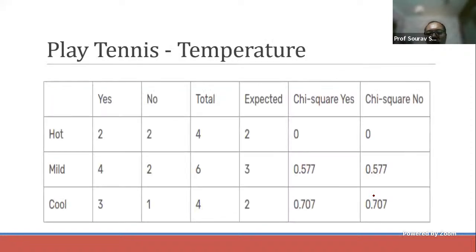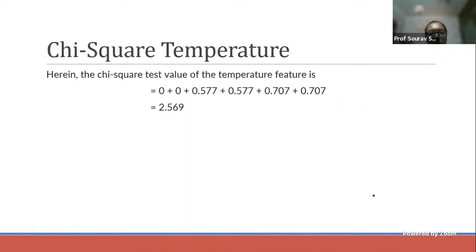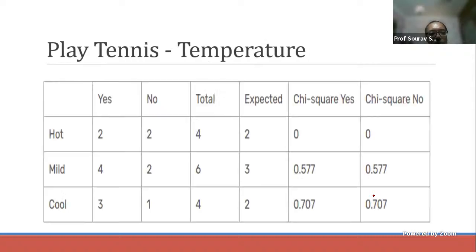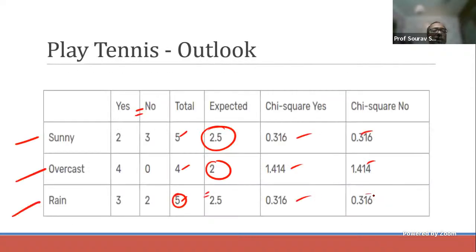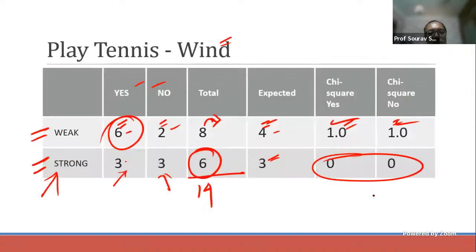And lastly, the temperature, this is what I'm having from the temperature. I add it up, this is what I get. Now, I have got these chi-square values for all the different variables. My question to the class is, what do you think? Is a higher chi-square value useful for taking a decision, or is a lower chi-square value useful for taking the decision? What is your take?